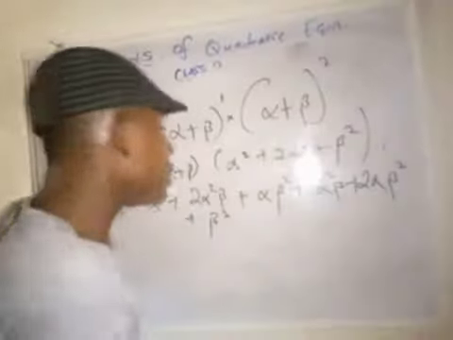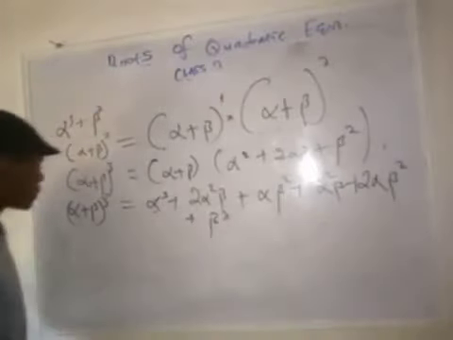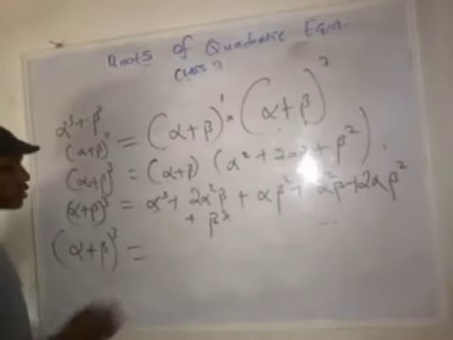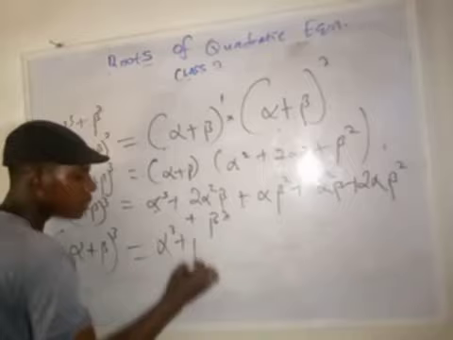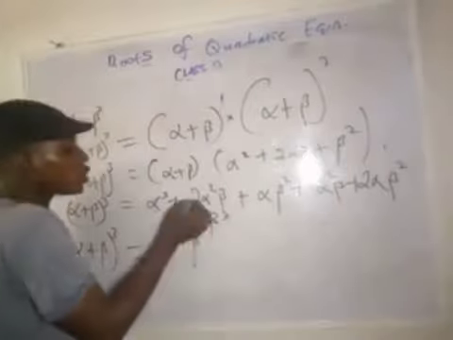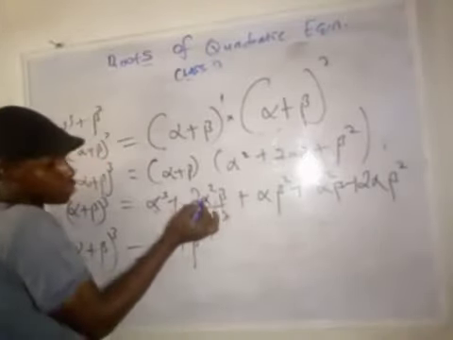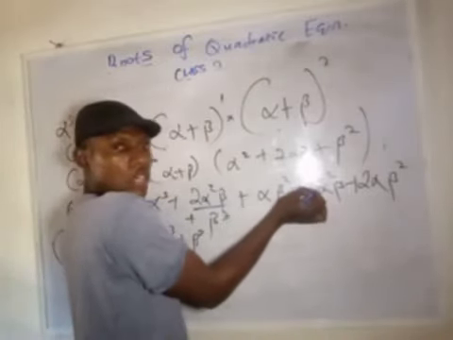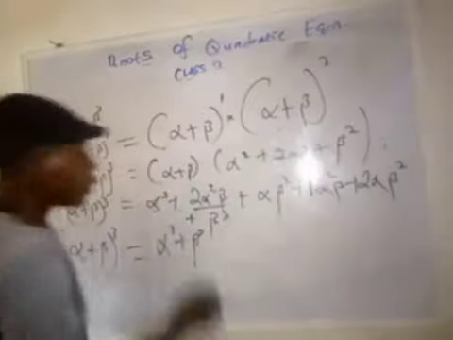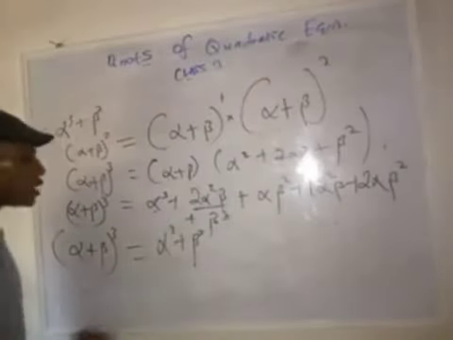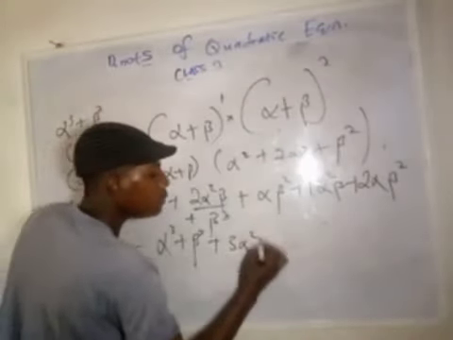Now, the next thing you need to do is to collect like terms. Now, let's collect like terms. Let's put cube to cube, right? So therefore, alpha plus beta raised to the power of 3 will be equivalent to alpha cube plus beta cube, right? Alpha cube plus beta cube. Now, this is 2 alpha squared beta, right? And this is also alpha squared beta. You know the coefficient of alpha squared beta here is 1. Now, 2 plus 1 will give me 3 alpha squared beta. So therefore, this will be plus 3 alpha squared beta.